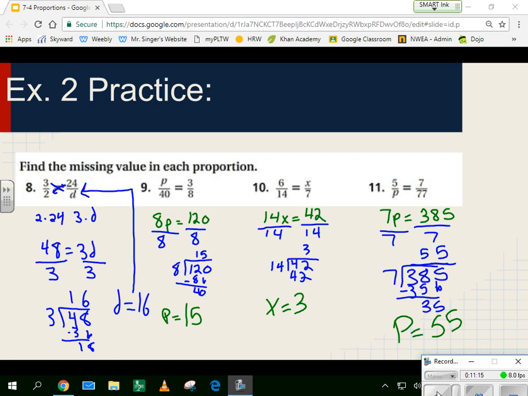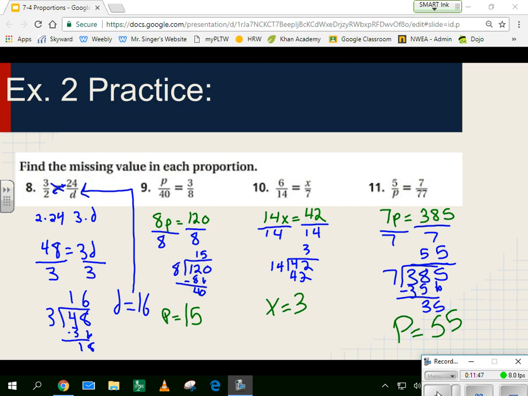And here are your answers for 9, 10, and 11. So I cross multiplied 9, I got 8p, and I got 120. So I divided 120 by 8, and I found that p would be 15. For number 10, I cross multiplied 6 and 7 to get 42, and 14 and x gets 14x. So I divide 14 into 42, which went in evenly 3 times. That's always nice. And for 11, I had 7p, and 55 times 7, or 77 times 5, took me a little bit, 385.